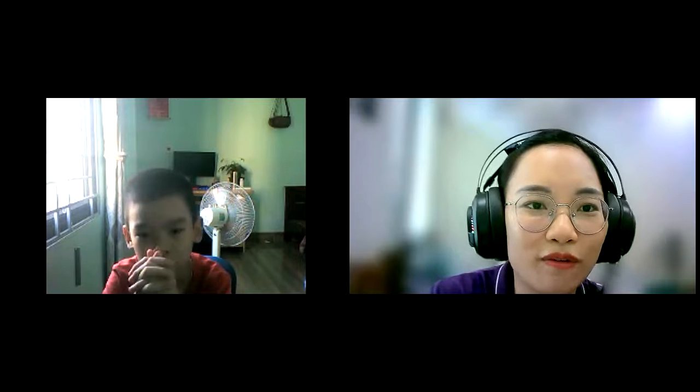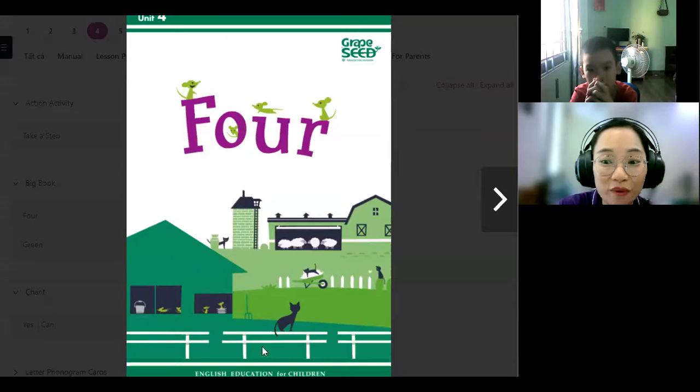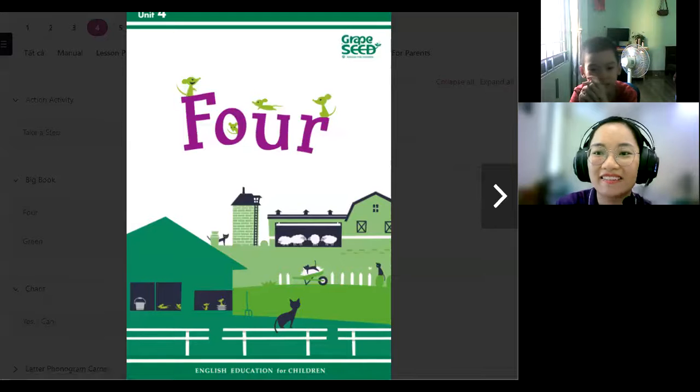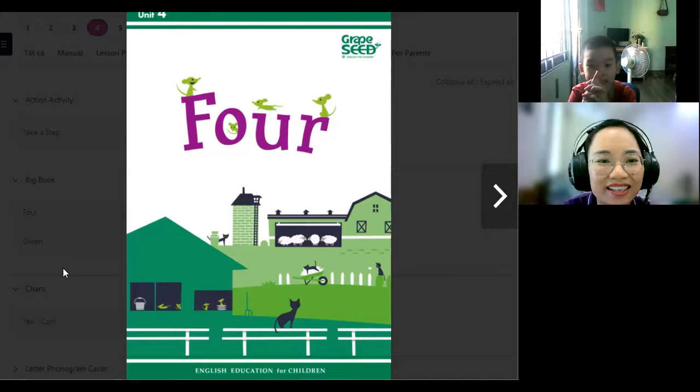Okay, so this is Four. Do you see Four now? Yes. Okay, good. So, Thomas, how many mice do you see? I see four mice. Where are the mice? The mice are in the house. Yes, there are four mice in the house.